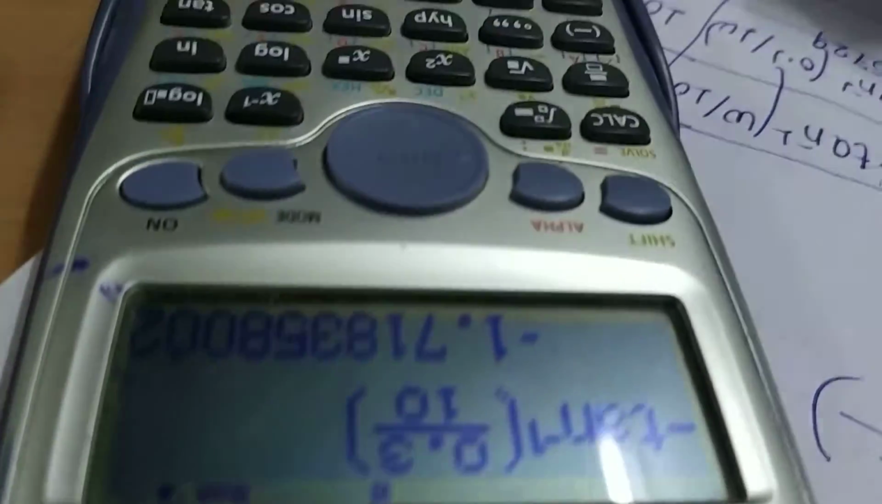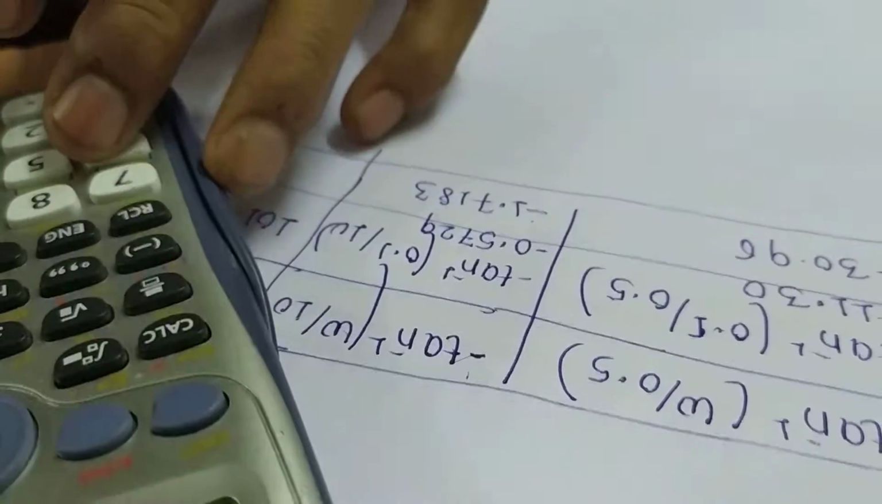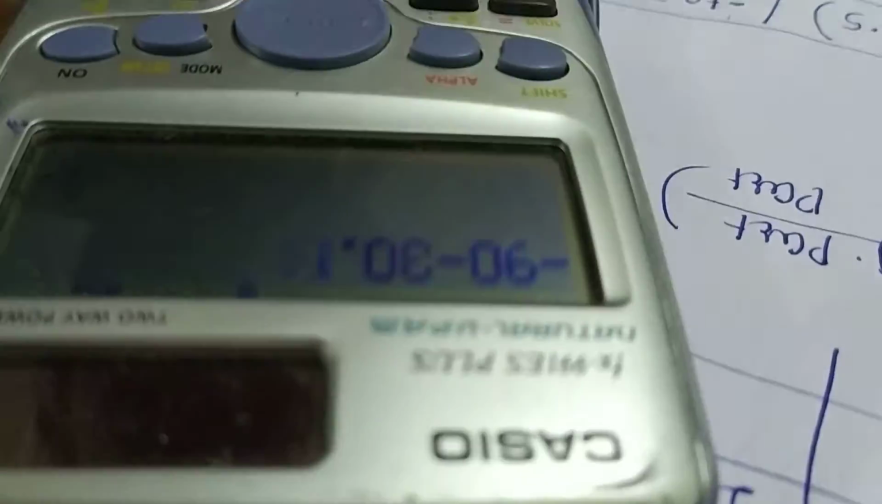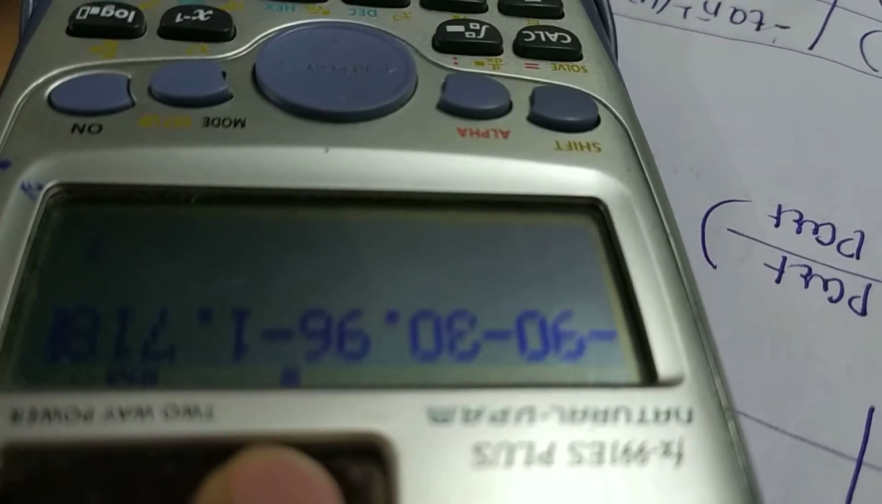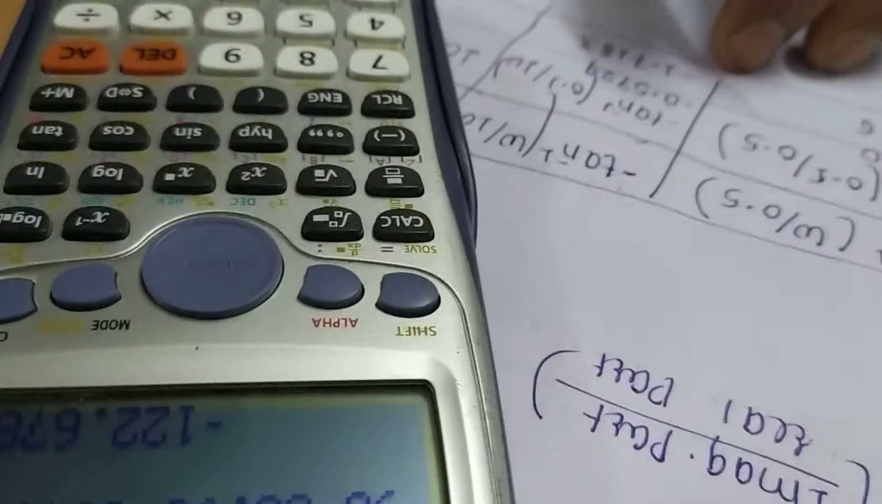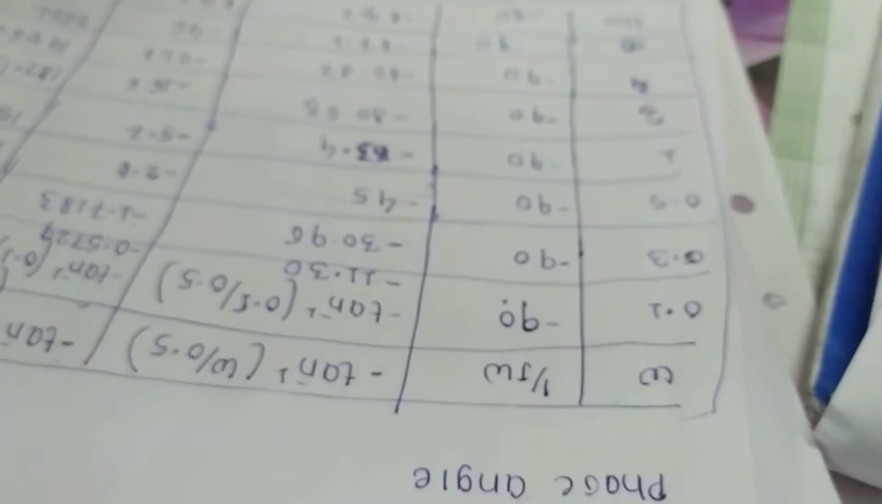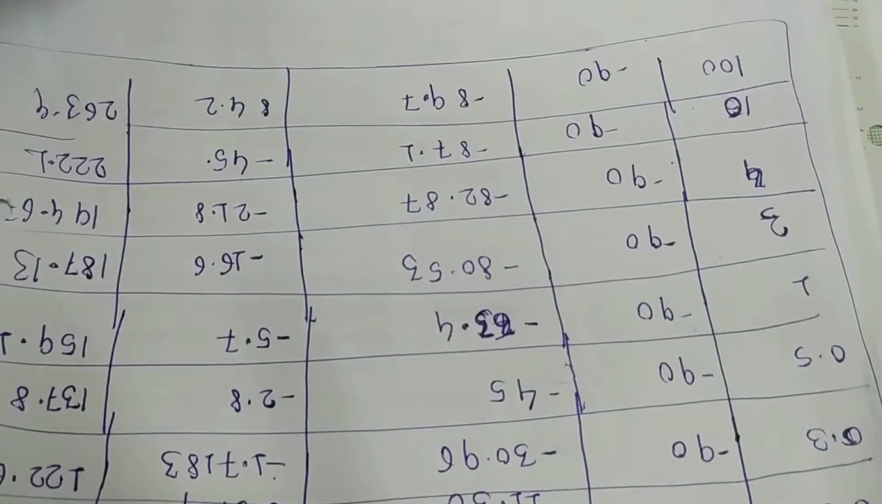It is minus 1.7183. Again, once again take the resultant value, minus 90, minus 30.96, minus 1.7183. Likewise, we find all the values. Now we have to move towards the Bode plot.